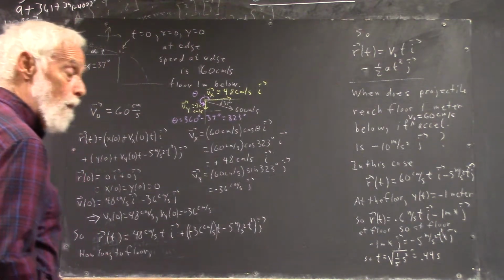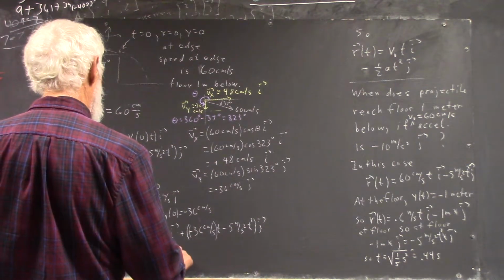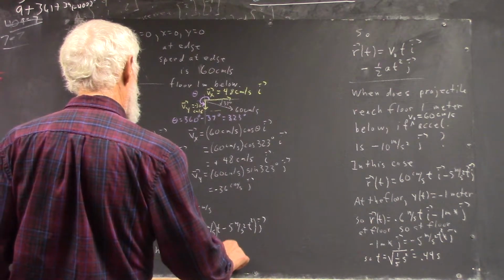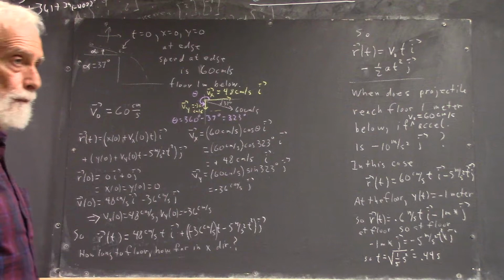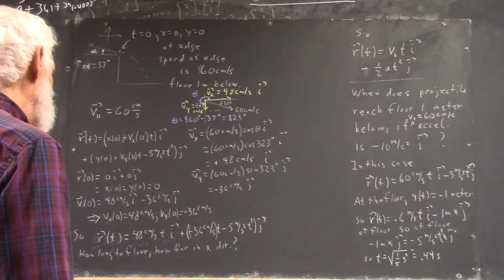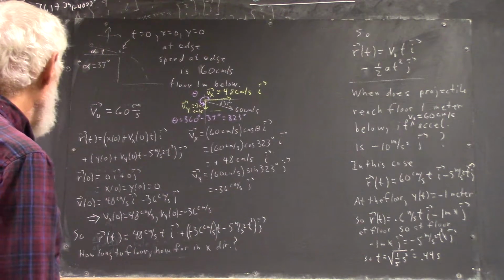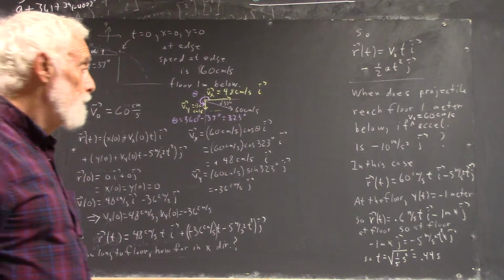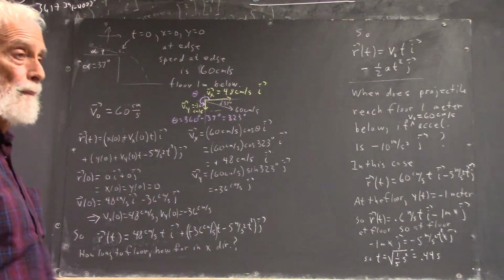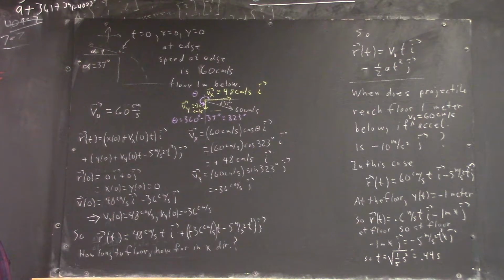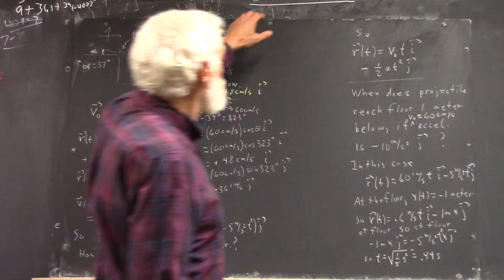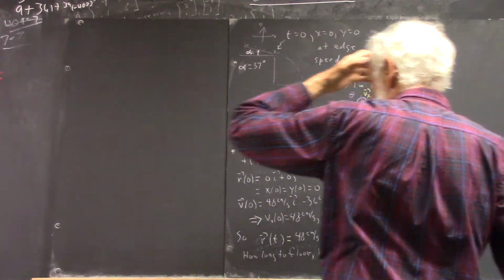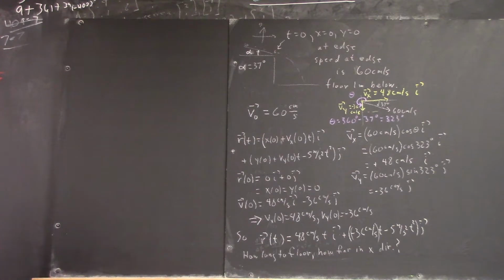How long to the floor? And how far in the x direction? So, what do you have to do? What can you tell me about r of t when the ball hits the floor? Well, if you can figure out how long it takes to hit the floor, you can figure out where it is when it hits the floor. Yeah. How would you figure out how long it takes to get to the floor?